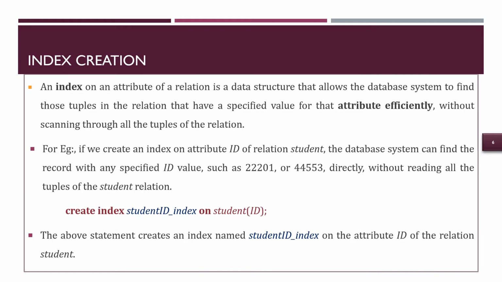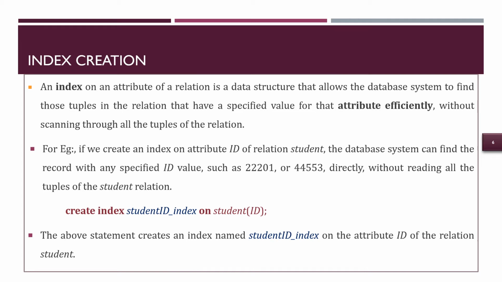An index is a data structure which allows the database system to find those tuples in the relation that have a specified value for the attribute. We can retrieve those details more efficiently without reading through all the tuples of the relation. For example, if you create an index on the attribute ID of the relation student, the database system can find the record with any specified value like 22201 or 44553 directly, without reading through all the tuples of the student relation.